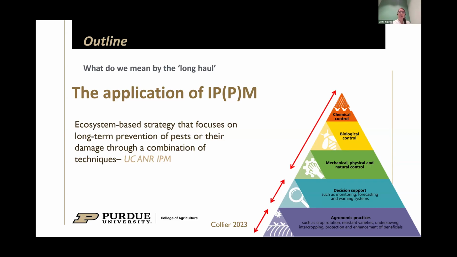Then once we get to that, there are the interventions. What do we do once we do encounter this pest? So we'll talk a little bit about mechanical, physical, and natural control, the role that natural enemies play in biological control, and then as a last resort, chemical control, and how do we select chemicals that are pollinator or beneficial insect friendly.